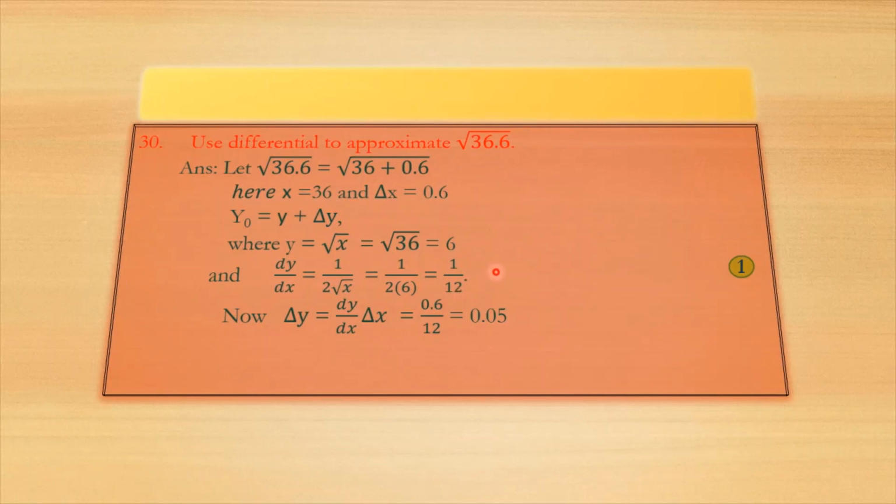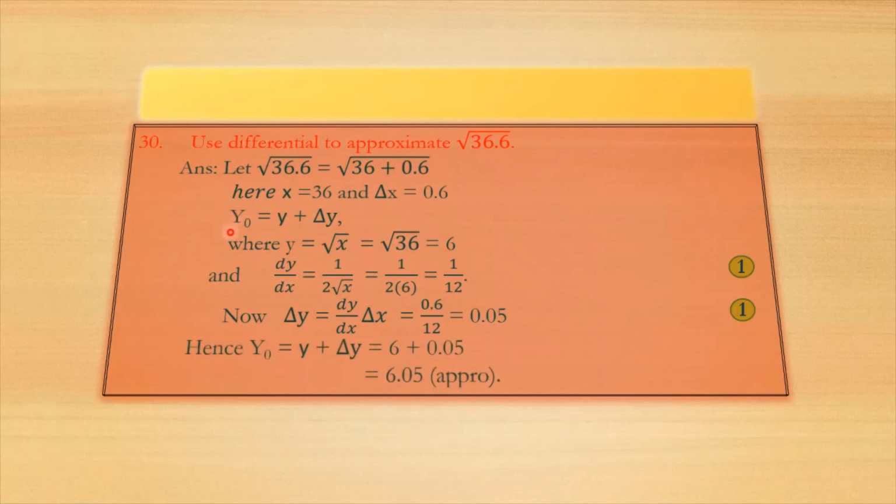Okay. Next I have got y. I need to find out delta y. If I have y and delta y, then only I can find out y naught. This is nothing but equal to root of 36.6. Okay. So now delta y is equal to dy by dx into delta x. So here dy by dx we know that is nothing but 1 by 12 into delta x is nothing but 0.6. Just after simplifying this, I'll be getting 0.05. So finally, I need to find out y naught. So up to here, you'll be getting 2 marks.